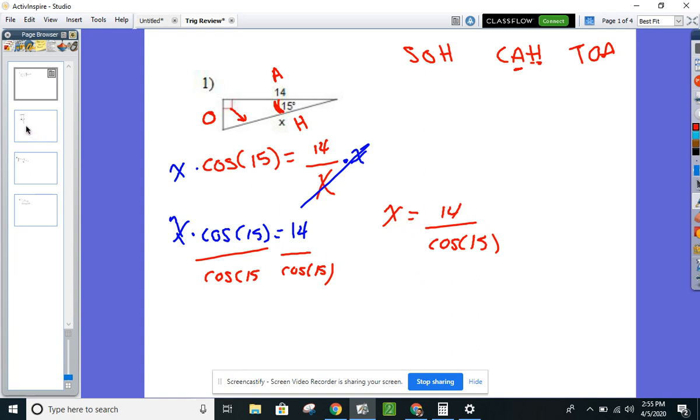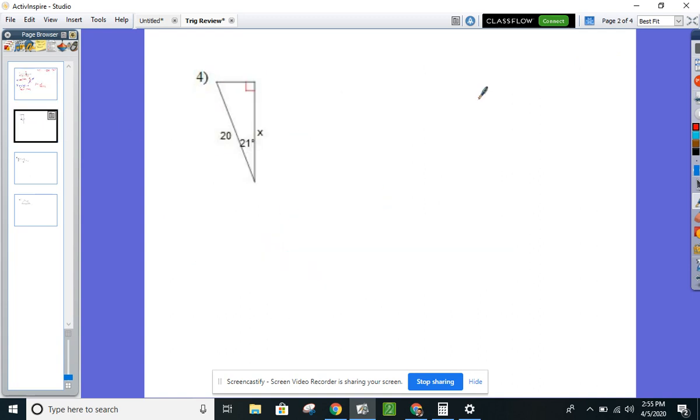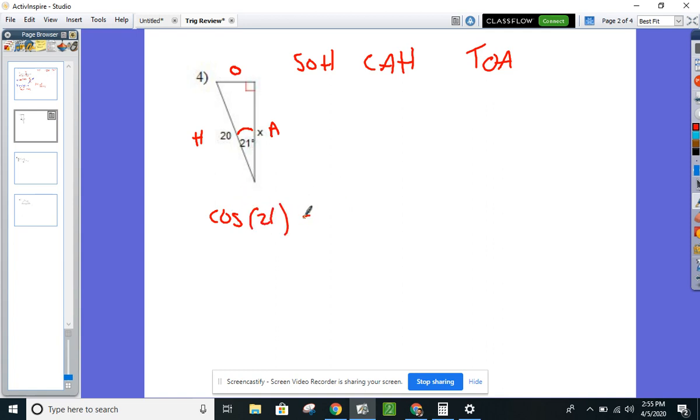Let's look at the next one, the one that doesn't have the x in the denominator. Here, this is our reference angle. That's our opposite, this is our adjacent, and this is our hypotenuse. So this is another cosine, because cosine is adjacent over hypotenuse. Sine is opposite over hypotenuse, and tangent is opposite over adjacent. So cosine of the angle 21 equals our adjacent side, x, over our hypotenuse, 20.